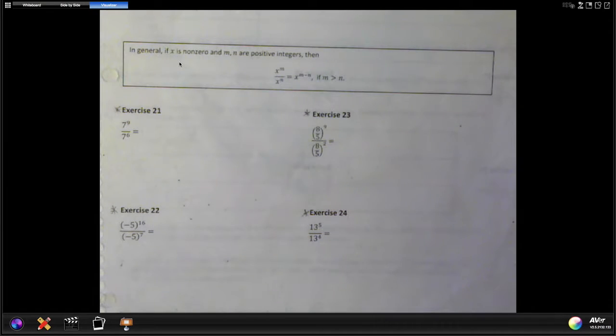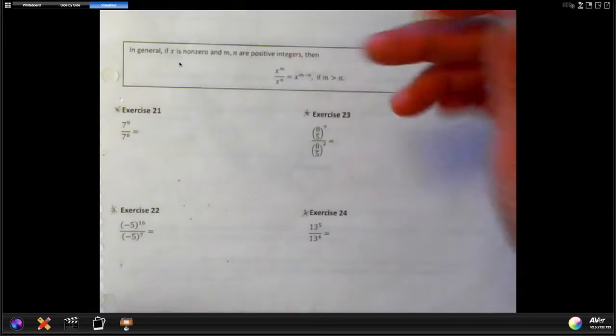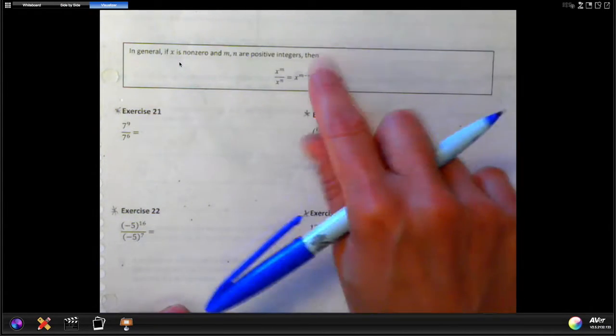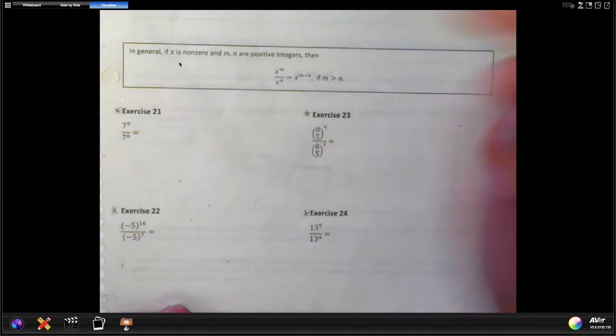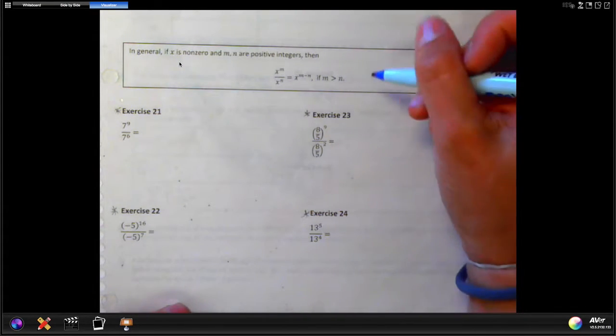Yesterday we multiplied numbers in exponential form, and today our focus is going to be on dividing numbers in exponential form. So we're going to start on page 7 today, and we're going to start in the middle. Mine has a little box around this middle part that says "in general." Yours may not. Just note that it's the same thing, different copies.